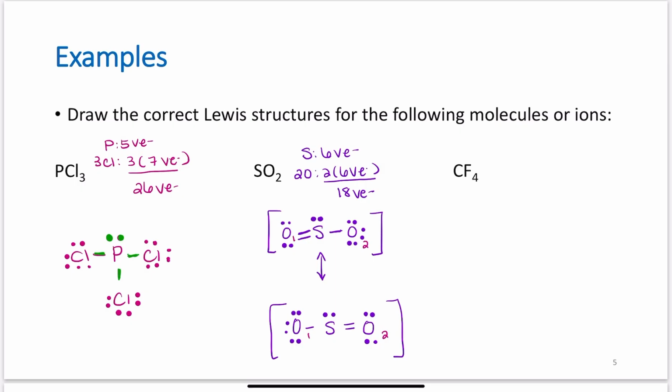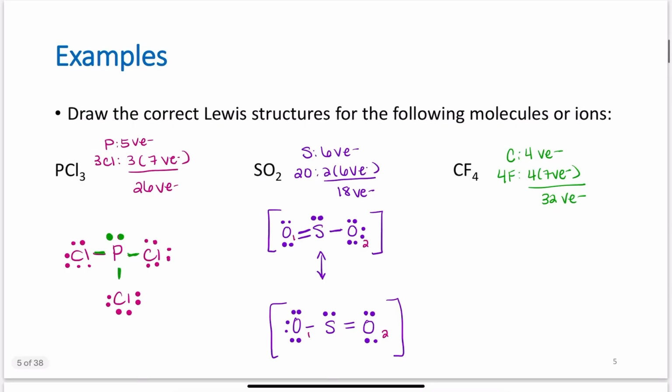How about CF4? C is carbon. Carbon has 4 valence electrons. I have 4 fluorines, 4 times 7 valence electrons. 4 times 7 is 28, plus 4 is 32. Carbon is the least electronegative of these two species. Fluorine is the most electronegative element there is. So I'm going to connect my fluorines and give my outer atoms their octet.